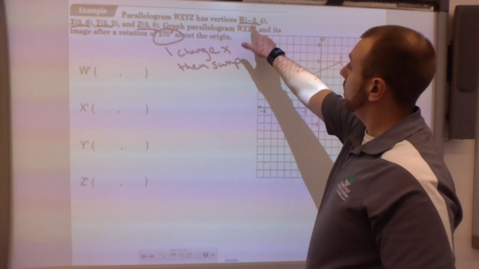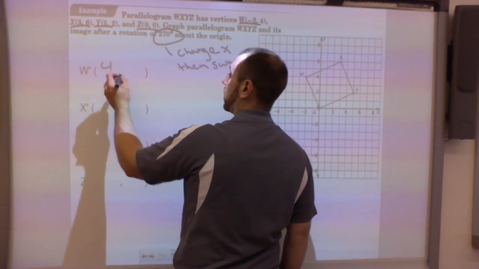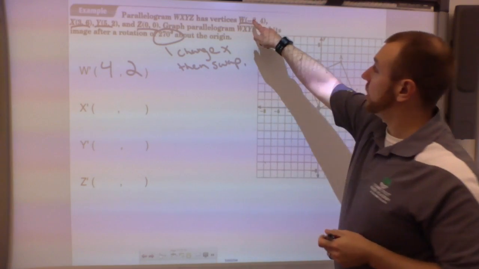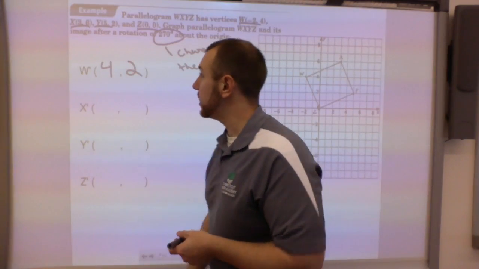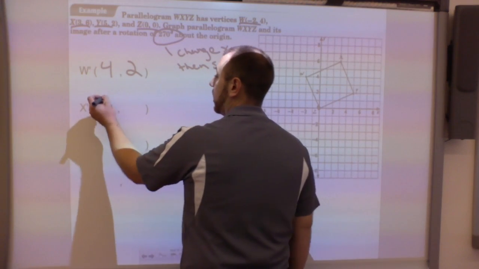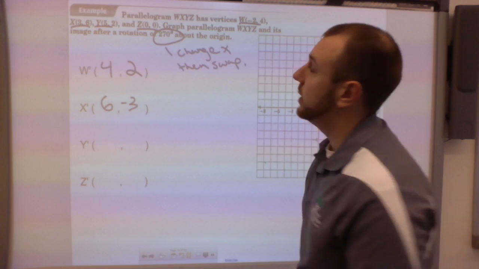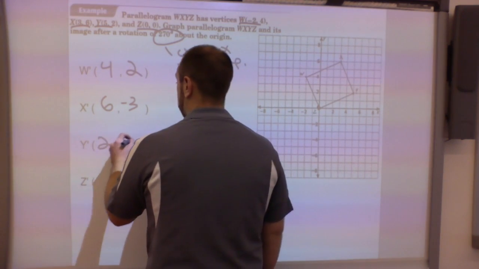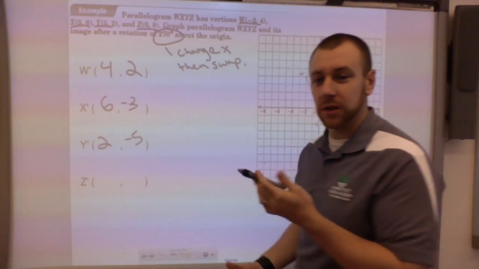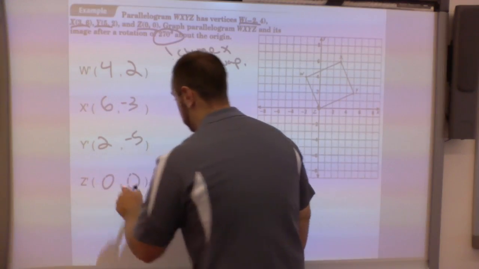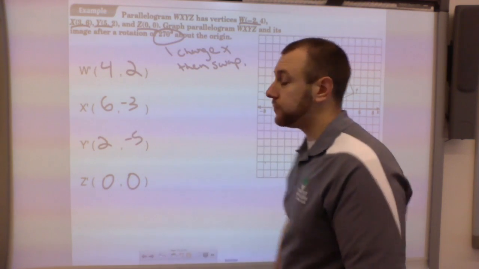So W, which is (-2, 4), is going to become (4, 2), because I'm changing the x and then I'm swapping the coordinates. X is (3, 6). It's going to be (6, -3). For Y, it's going to be (2, -5). And for Z, it is (0, 0). There's nothing really to change there, (0, 0). So these are my new coordinates that now I'm going to plot.